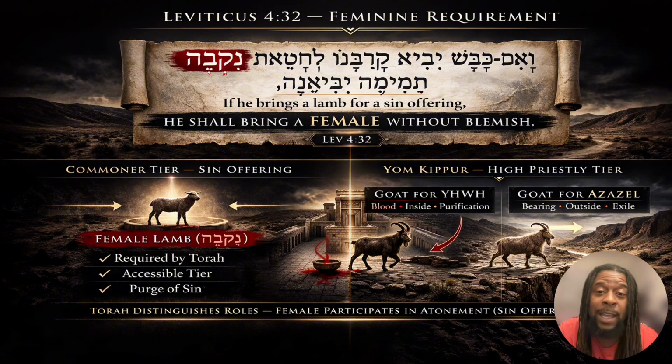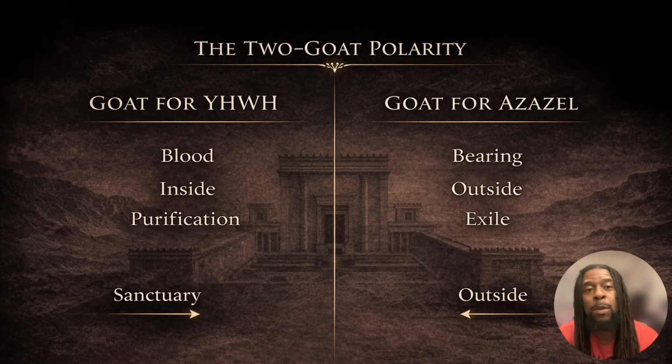So I'm just recapping so you guys can see what happens next and be prepared. The 2 goat polarity. Goat for Yahweh, goat for Azazel. Blood inside, purification in the sanctuary. Bearing outside, exile, and that is for Azazel.